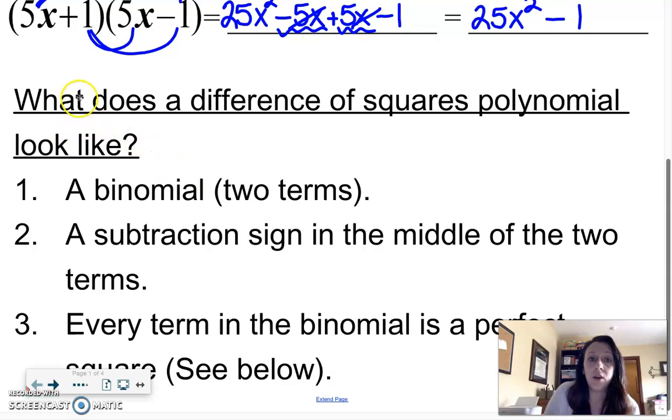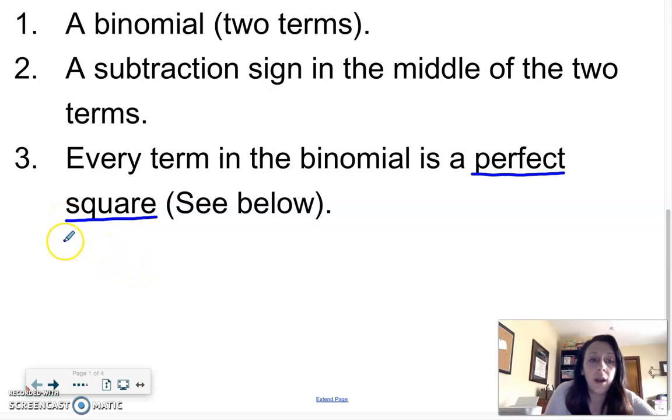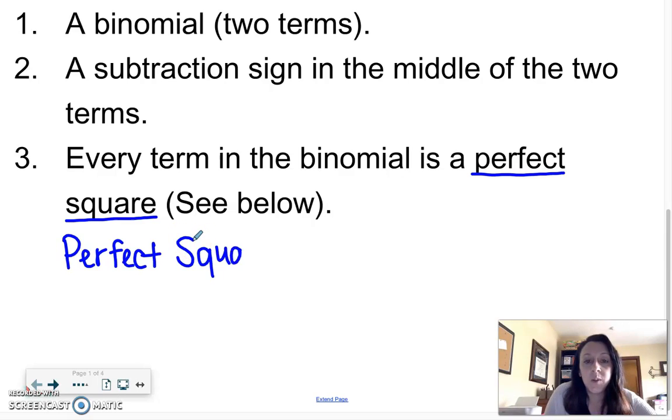So let's answer that question. What does a difference of squares polynomial look like? Number 1, it looks like a binomial, meaning it's going to have two terms. There will always be a subtraction sign in the middle, and every term in the binomial is a perfect square. That's probably a little bit confusing, so I'm going to write you a list of what a perfect square is. Okay, so I'm going to explain it a couple ways.